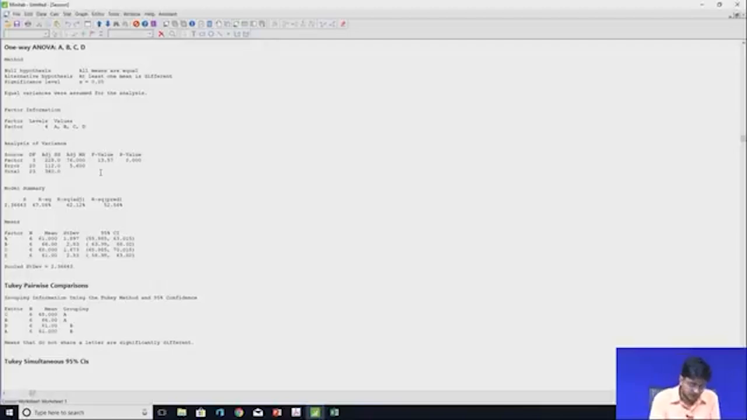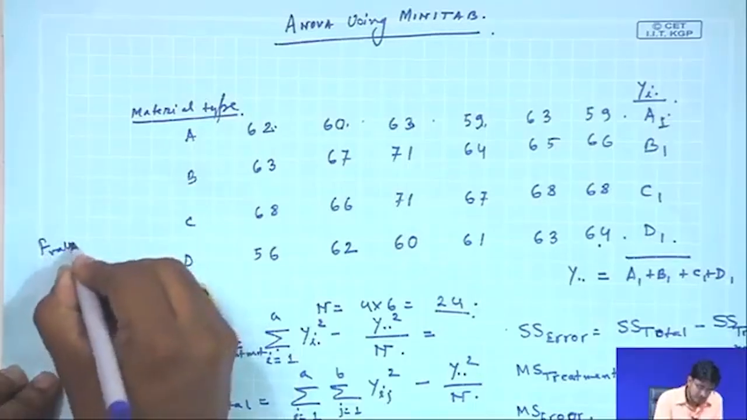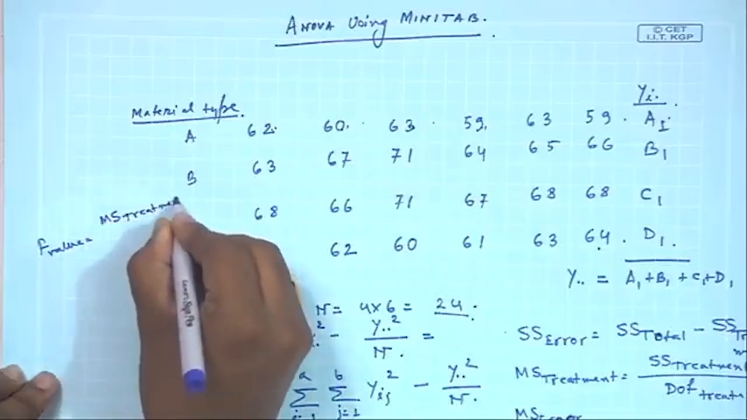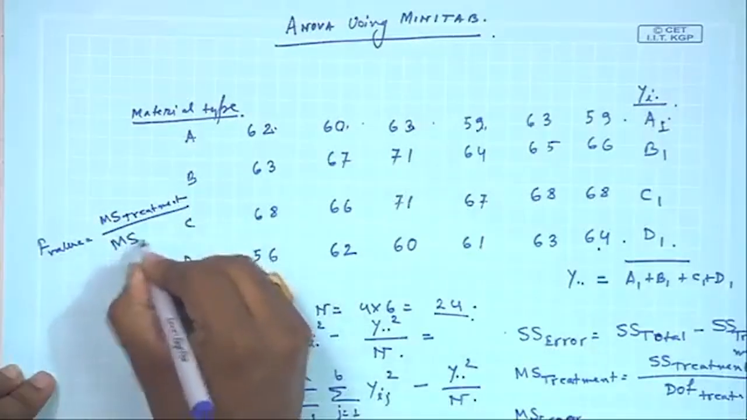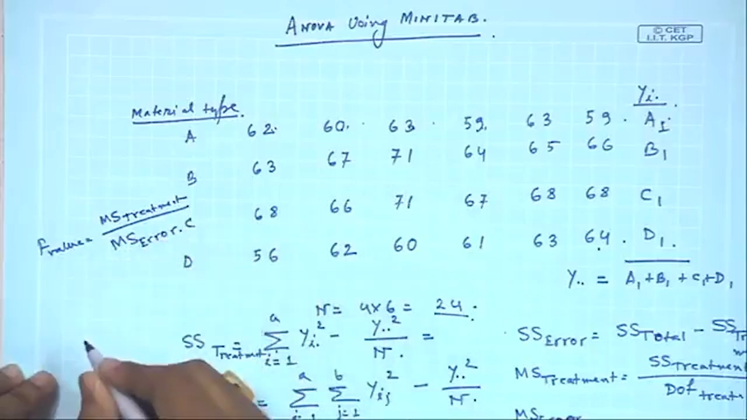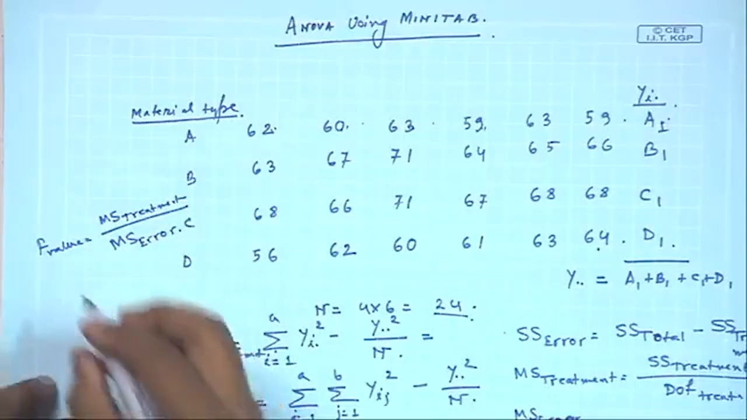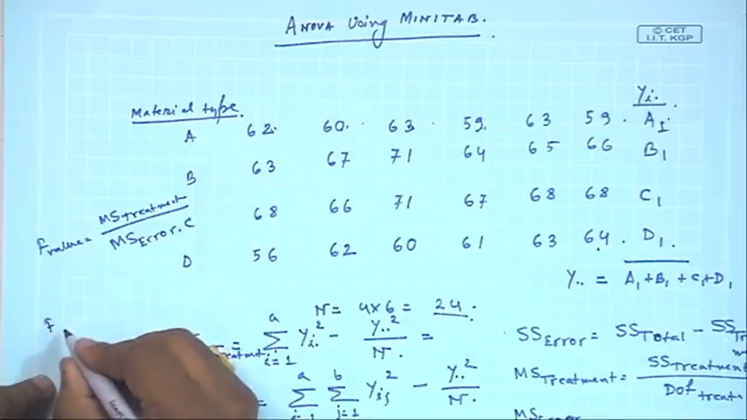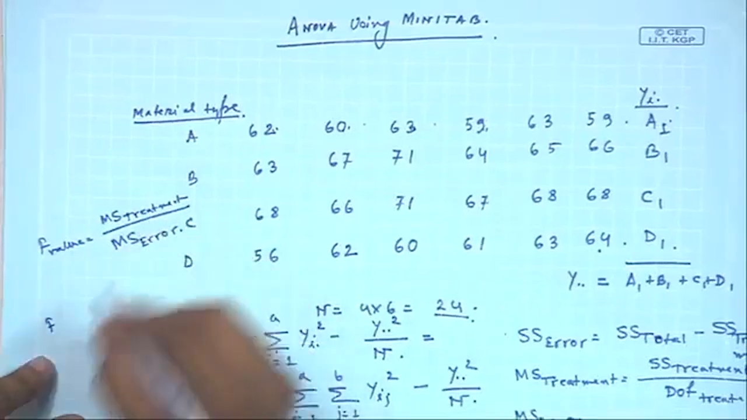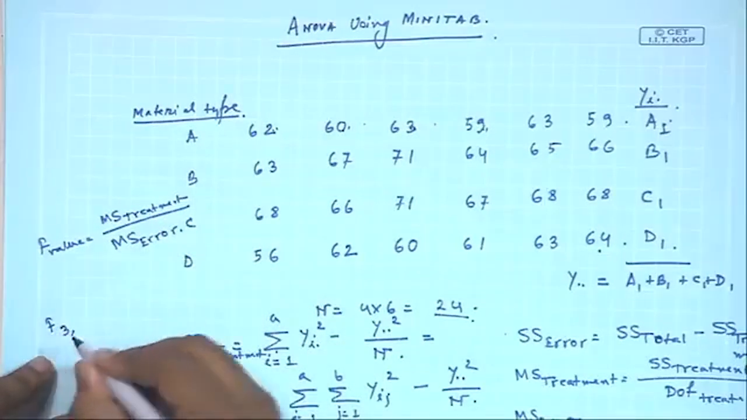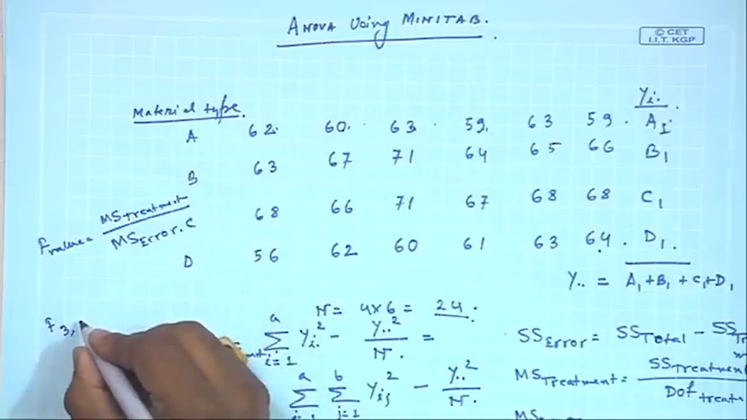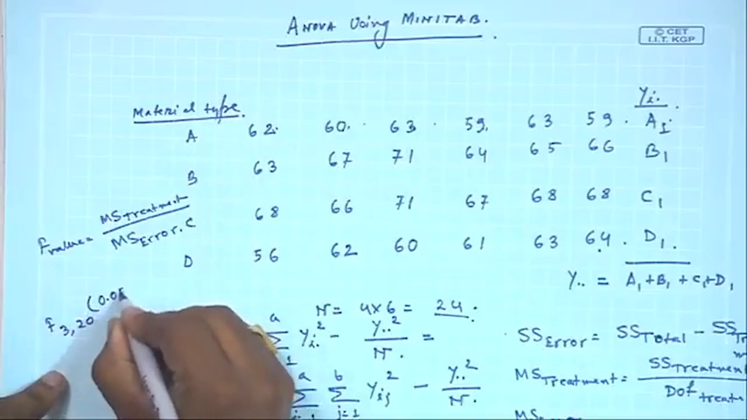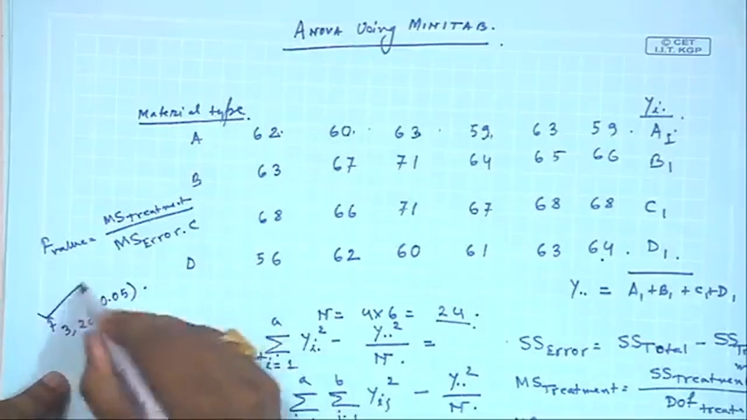Now, the F value we will calculate. F value is equal to MS treatment by MS error. So, the F value we will get. Now, we have to compare with the tabulated F value. Here for the tabulated F value, the degree of freedom of MS treatment will be 3, and for MS error this will be 20, and in this case our alpha is 0.05. So, from the table we will get this value.